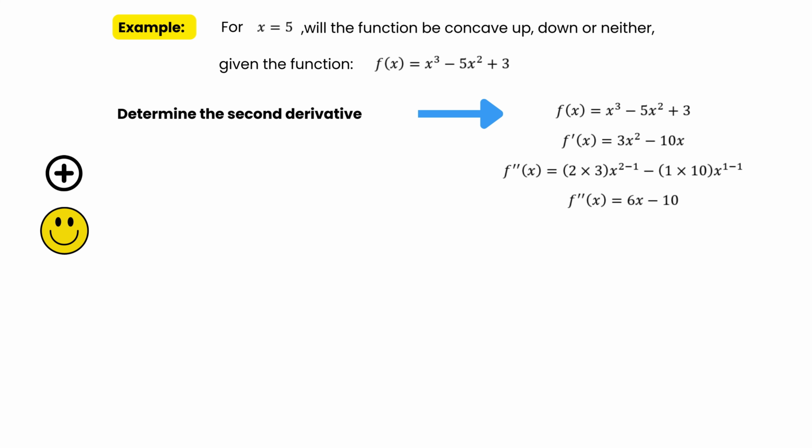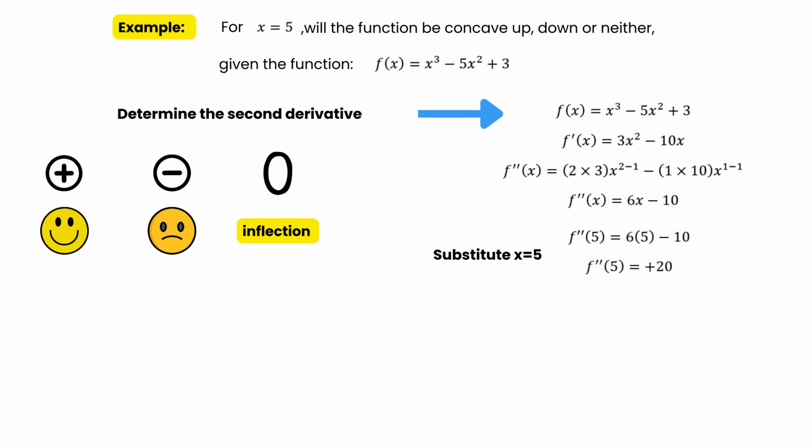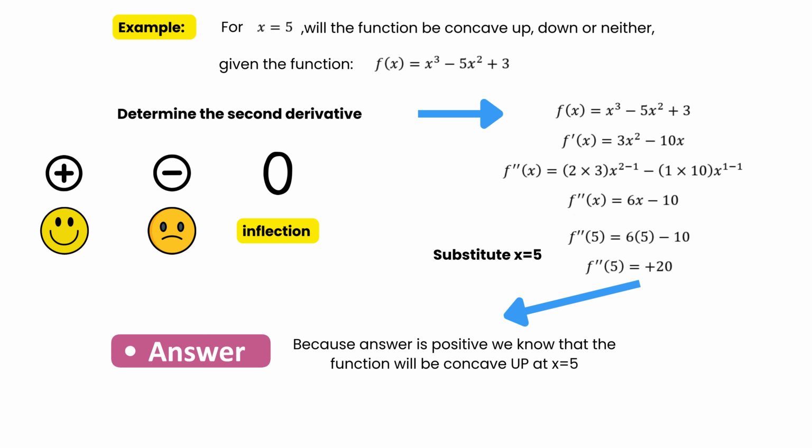If it is negative, the point lies on a frown section, concave down. If it is 0, the point is exactly at the inflection point, so it is neither concave up nor concave down. When we substitute 5, we get positive 20, which means that at x equal to 5, the point is on a smile part of the function, concave up.